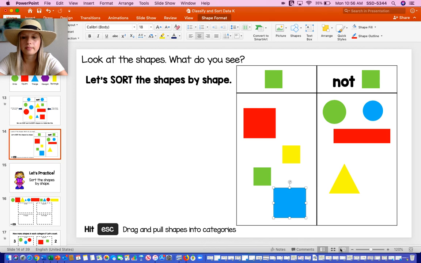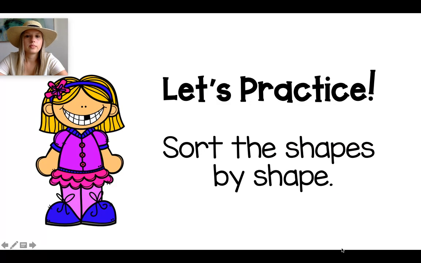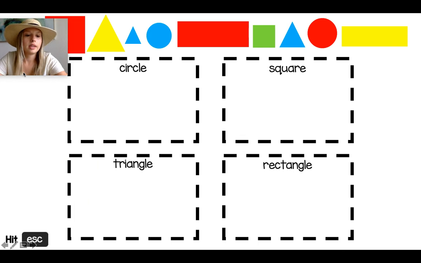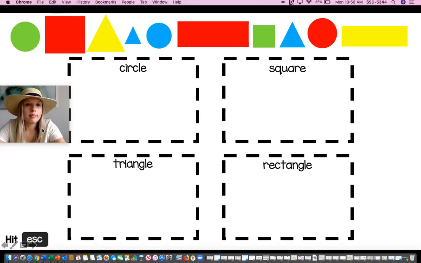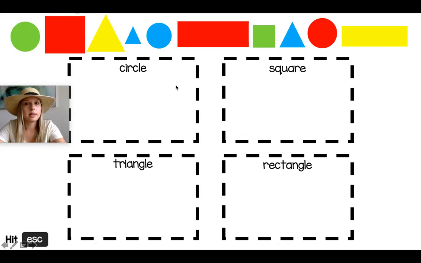Good job. Okay. Let's practice. Sort the shapes by the shape. Remember, we're not doing color today. We're doing shapes. Okay, so I'm going to take a look at my map first. It's not a table anymore, right? We're sorting into different boxes. So the first box is circle. And in this one, we'll put all the circles. Circle sounds like it starts with S, but it's really tricky. It starts with C.